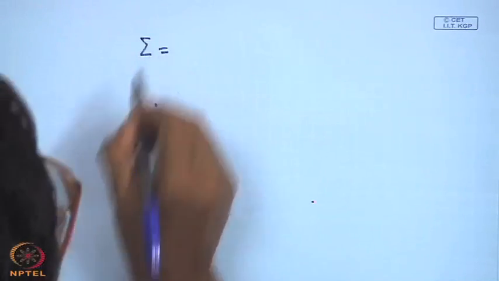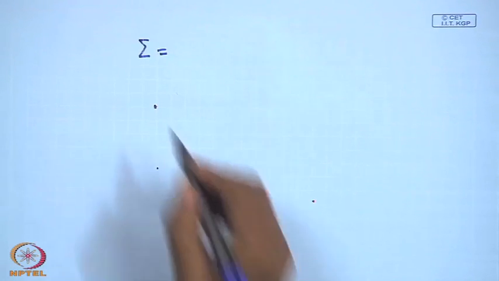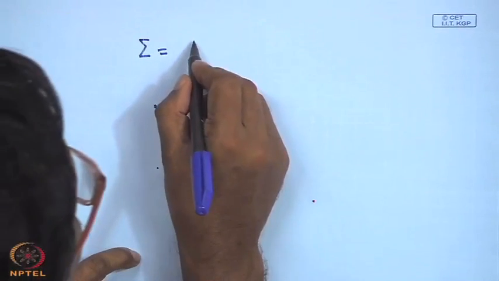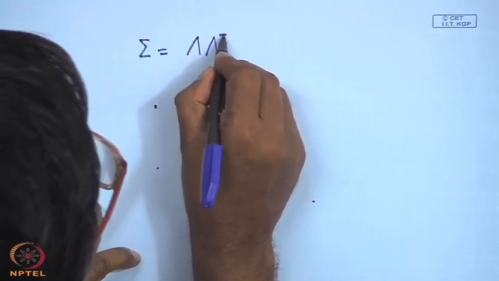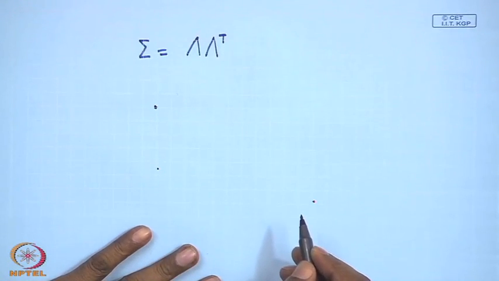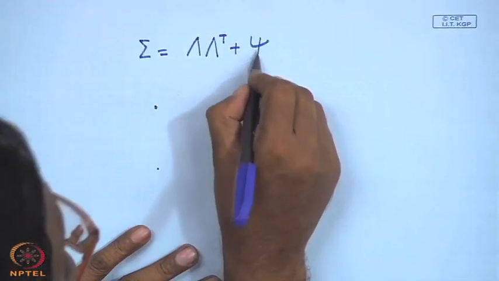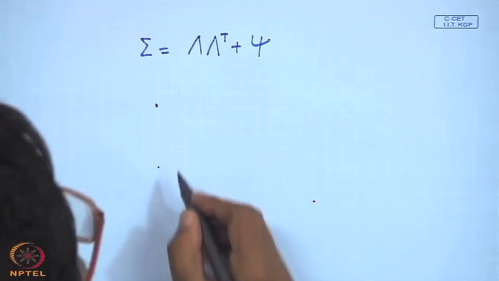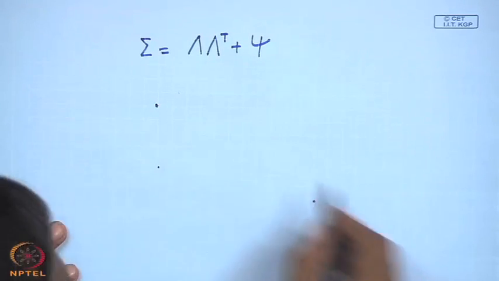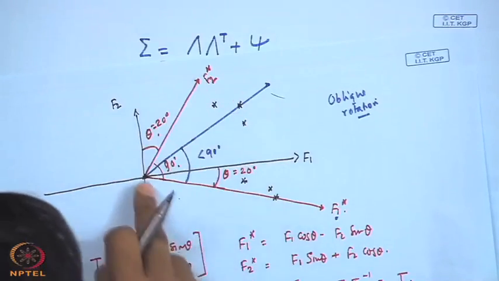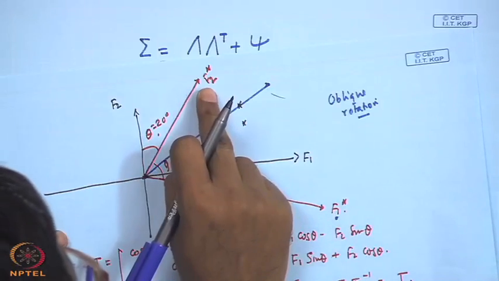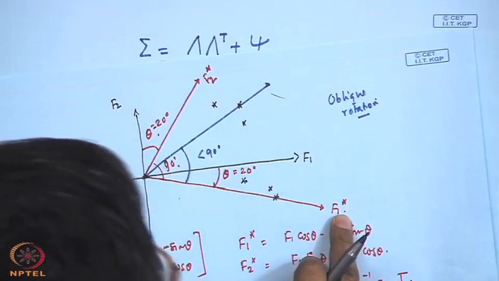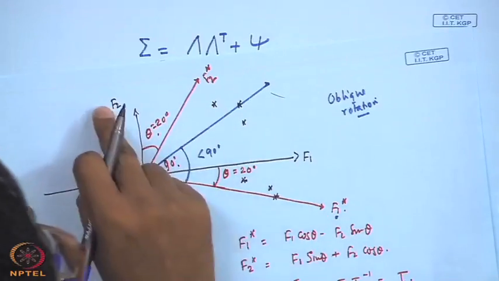Okay. Let us see this one. What is the covariance structure of the original variables? That is sigma, and we proved that this is nothing but lambda lambda transpose plus psi. Okay. Now, if I create this type of transformation, a rigid transformation, that is F to F star, that is F1 to F1 star, F2 to F2 star.